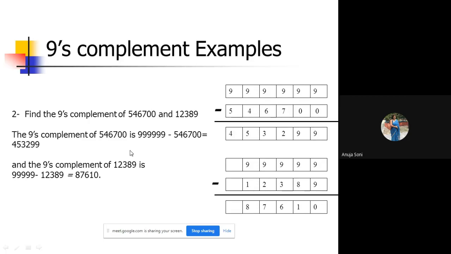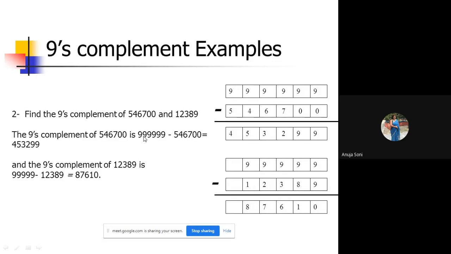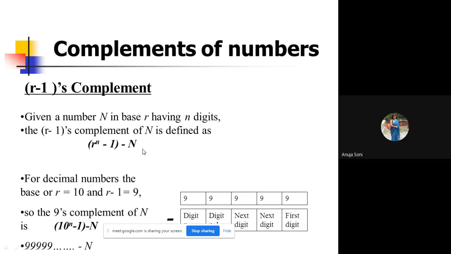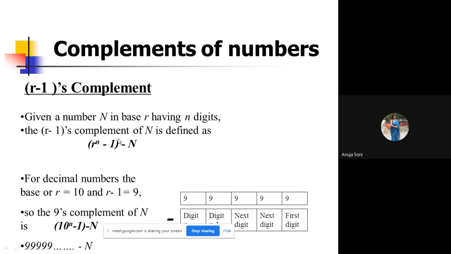So 10 raised to power 6 minus 1 will become 6 nines. If you do that manually, we get 6 nines minus capital N, and capital N is your given number. What is your given number? This is your given number, 546700. Ultimately, after performing this operation, you will get the 9's complement as 453,299. This is the 9's complement of the given number using the formula r raised to n minus 1 minus N.